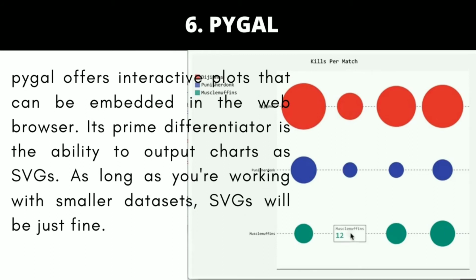The sixth library in my list is Pygal. Pygal offers interactive plots that can be embedded in the web browser. Its prime differentiator is the ability to output charts as SVGs. As long as you are working with smaller datasets, SVGs will be just fine. But if you are making charts with hundreds of thousands of data points, you will have trouble rendering that data using Pygal.